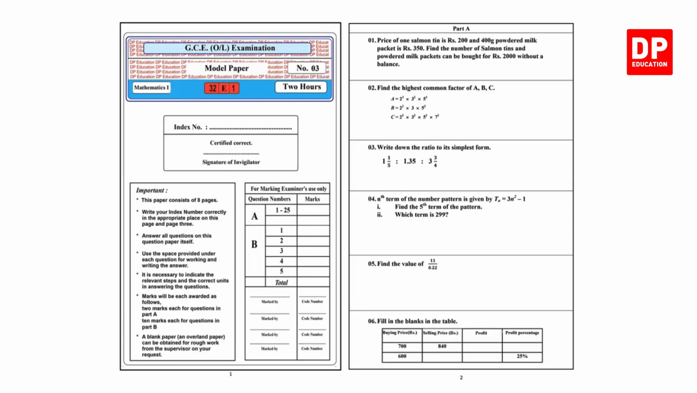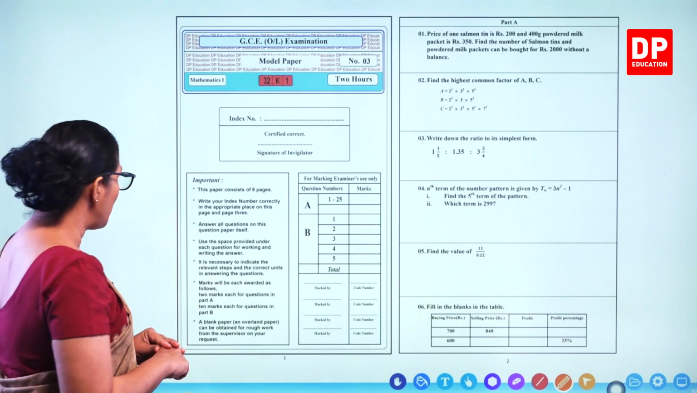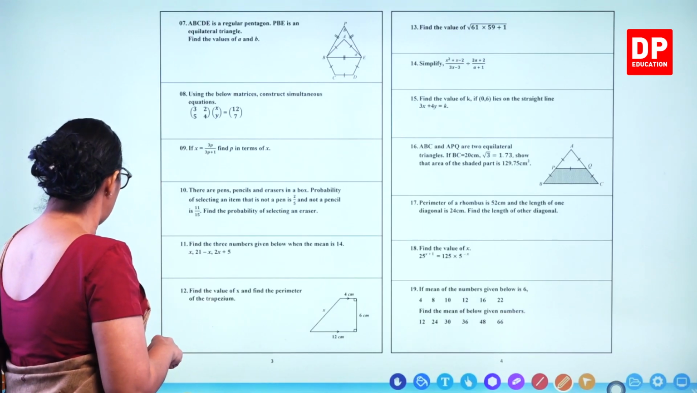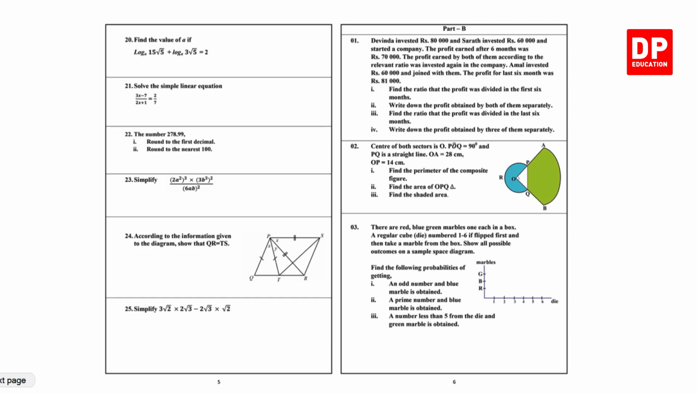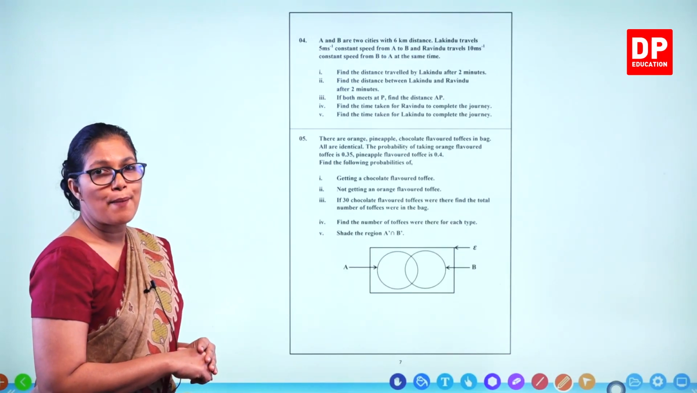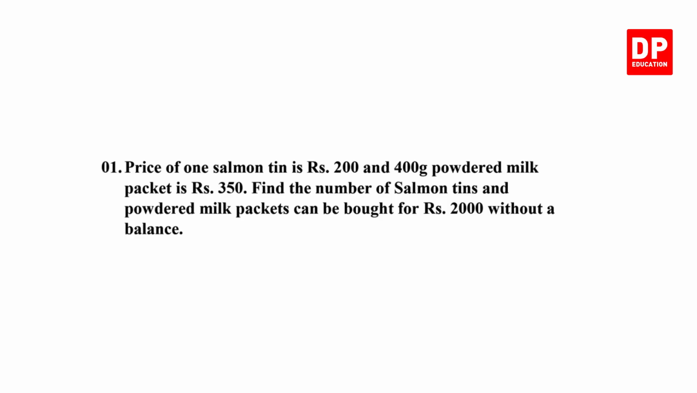Part A, you get questions 1 to 6 on the first page, the second page 7 to 12, third page 13 to 19, and fourth page 20 to 25. And then you get part B. Questions 1, 2, 3 are on one page and 4 and 5 on the other page. So let's do this paper 1. Let's take question number 1 in the model paper 3.